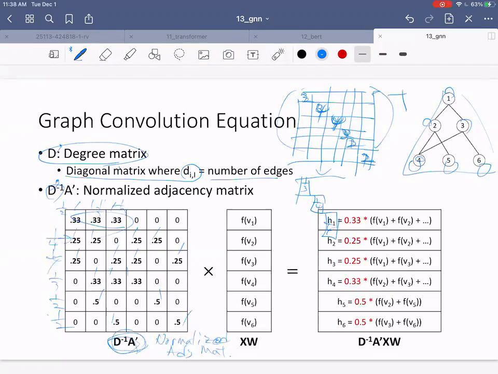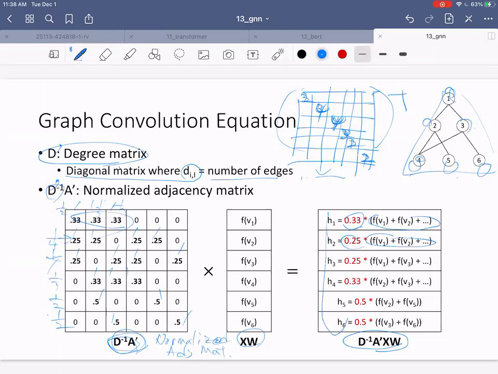And now you multiply the normalized adjacency matrix with node embeddings, and you get normalized node representation vectors. You multiply 0.33 to all the values here, and 0.25 to all the values here. Basically, you're calculating the normalized node representation for each node 1, 2, 3, 4, 5, 6. So let me erase this.